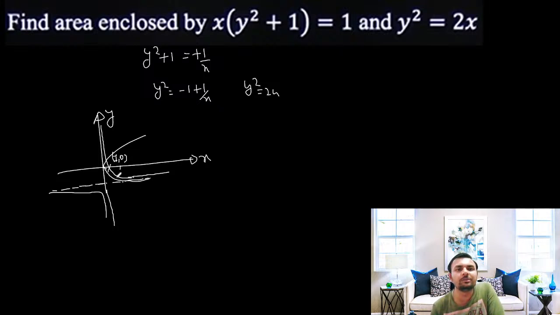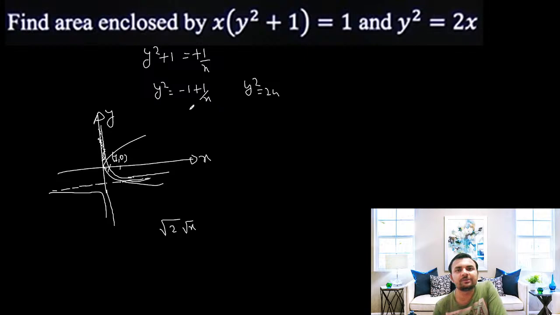Area enclosed by whom? So this area enclosed, or this is not area enclosed. This is area enclosed. So we can consider this part with respect to the y-axis; this graph is root 2x.